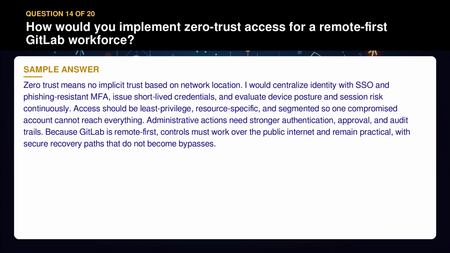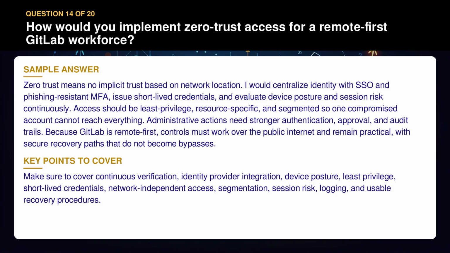Administrative actions need stronger authentication, approval, and audit trails. Because GitLab is remote first, controls must work over the public internet and remain practical, with secure recovery paths that do not become bypasses. Make sure to cover continuous verification, identity provider integration, device posture, least privilege, short-lived credentials, network independent access, segmentation, session risk, logging, and usable recovery procedures.